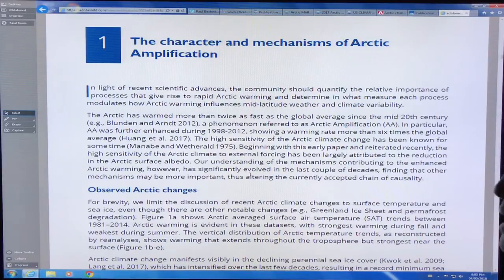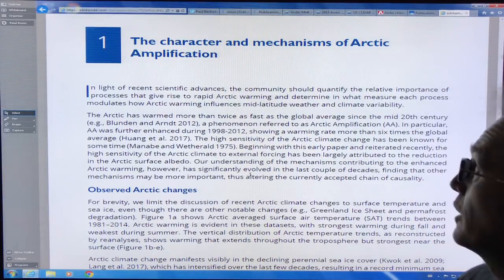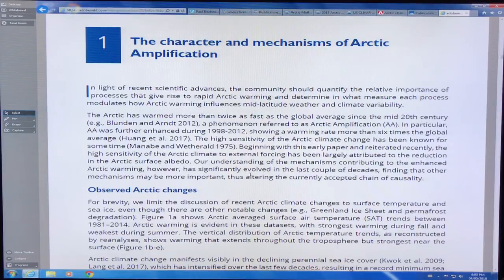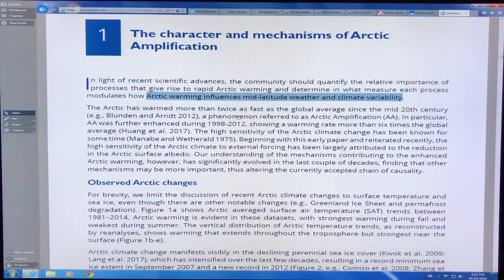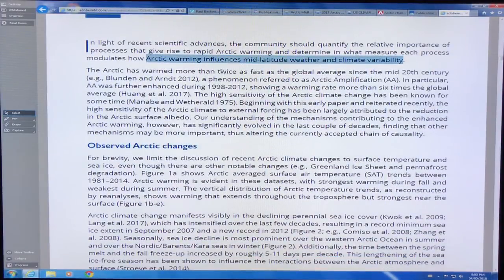Okay, so the first chapter is focusing on Arctic amplification. The idea is to ask what are all the different processes that cause the Arctic to warm rapidly, how does each process individually affect the Arctic, and how does the Arctic warming that occurs influence mid-latitude weather and climate variability. Now, this is interesting. The Arctic has warmed more than twice as fast as the global average since the mid-20th century. This is Arctic amplification, but it's been further enhanced.